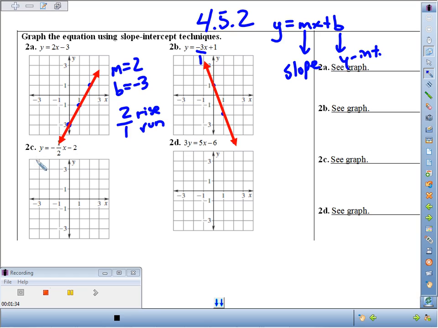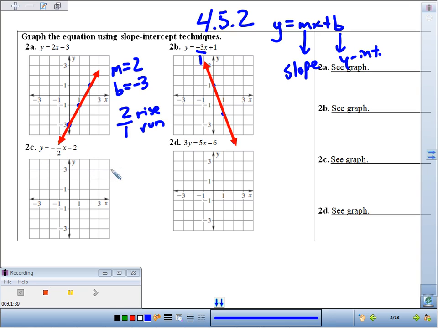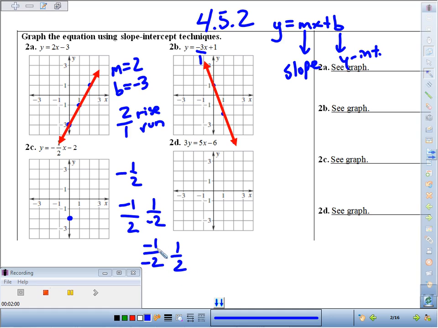Looking at 2c, we deal with a fraction, but same ideas apply. We want to be able to identify what's our slope, what's our y-intercept. The number by itself is our y-intercept, that's -2. And our slope here is -1/2. Now, you can either think of the negative with the 1, or you can think of the negative with the 2, but you can't have it both ways, because if you had -1 over -2, they would cancel to a +1/2, and now you've changed the slope from negative to a positive.